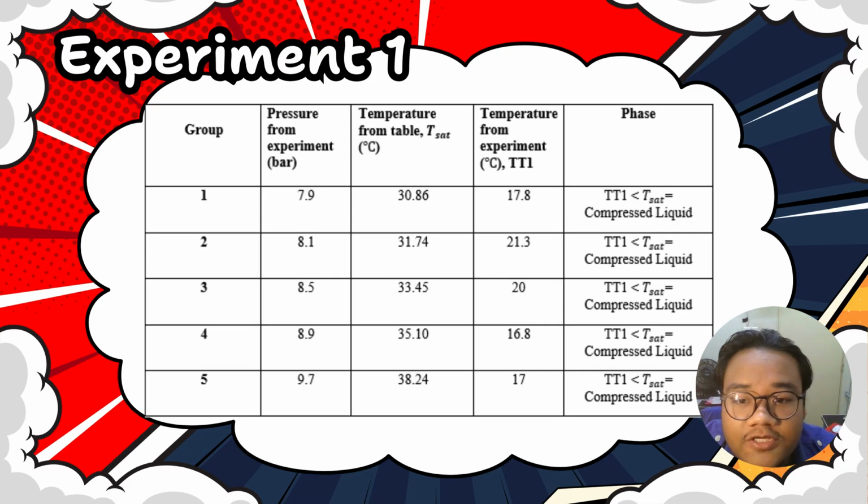After we found out the pressure in bar from each group, we can determine the temperature from the table, or T saturated in degrees Celsius, and the temperature from the experiment, or TT1. So from these two temperature results, we can find out the phase of each group. If the temperature from the experiment is lower than the temperature from the table, or T saturated, then they are in the compressed liquid phase.